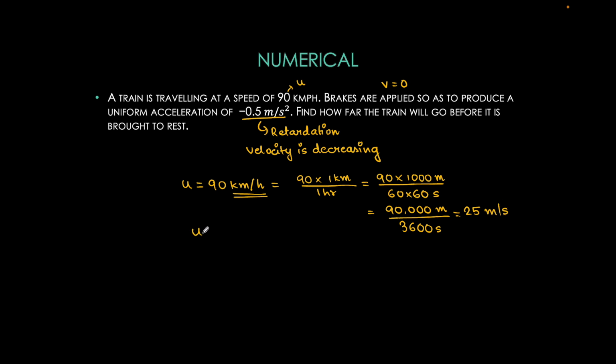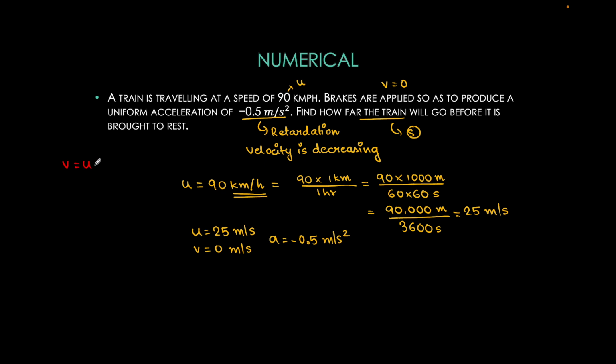Now we have u is what? 25 meter per second. v is 0 meter per second. a is minus 0.5 meter per second square. Now the question is, how far will the train go before it is brought to rest? So we need to find what? The displacement s, right?